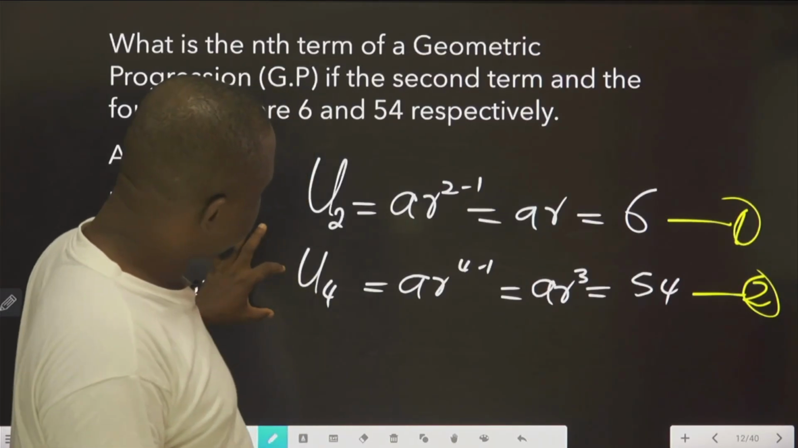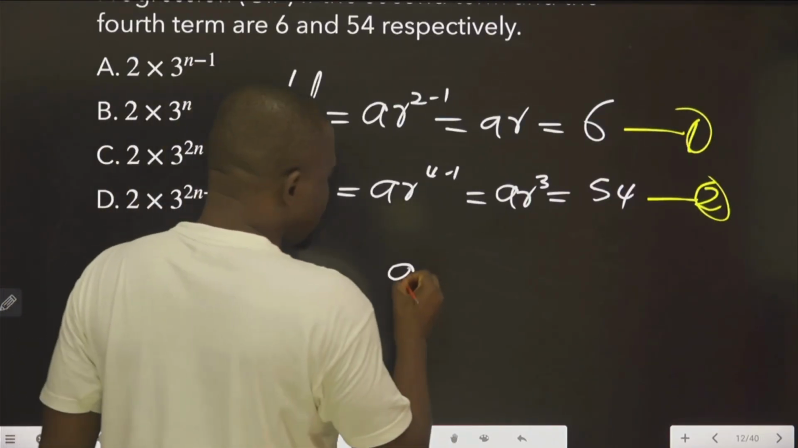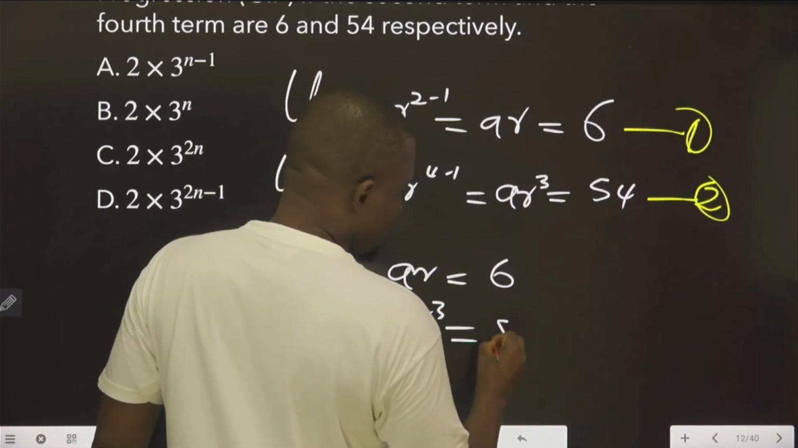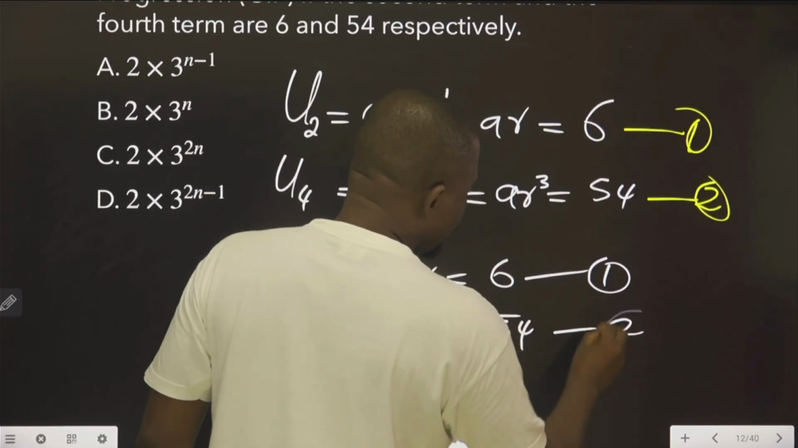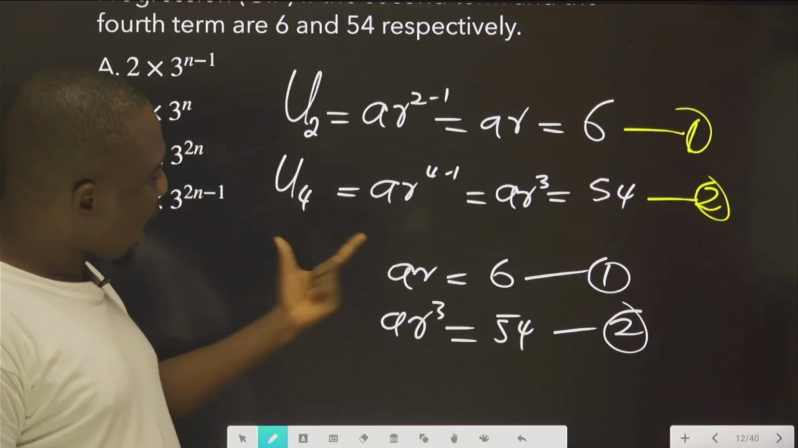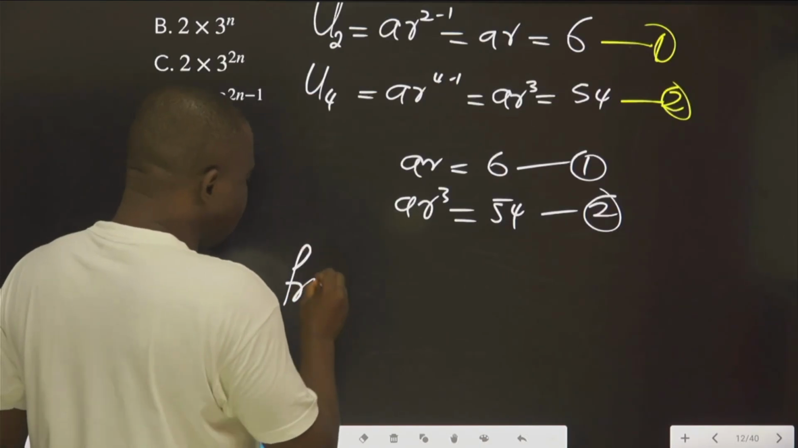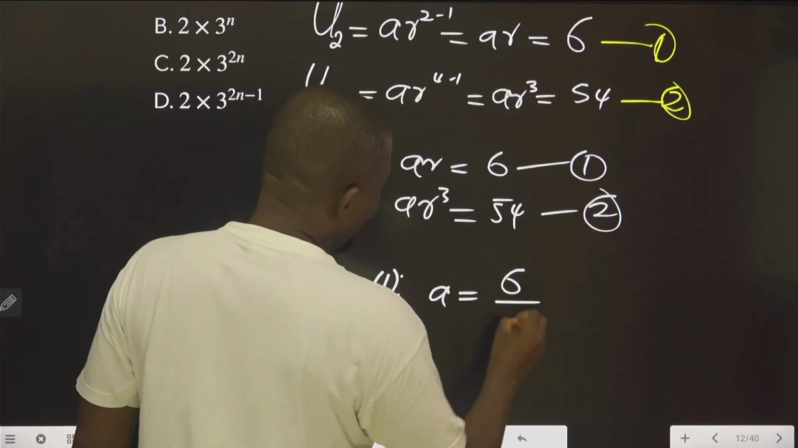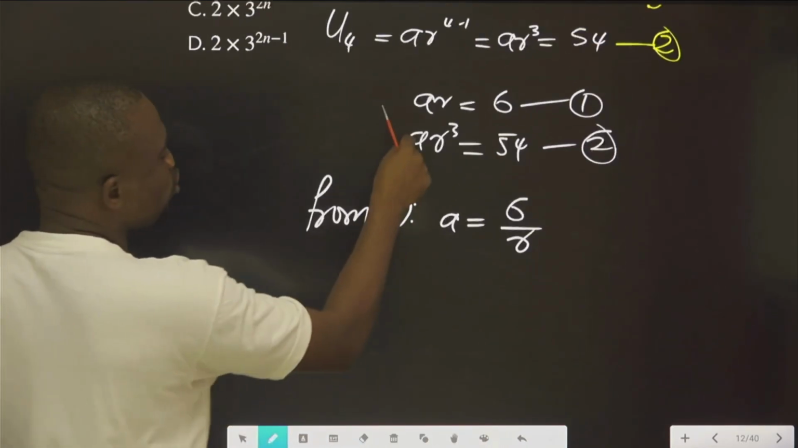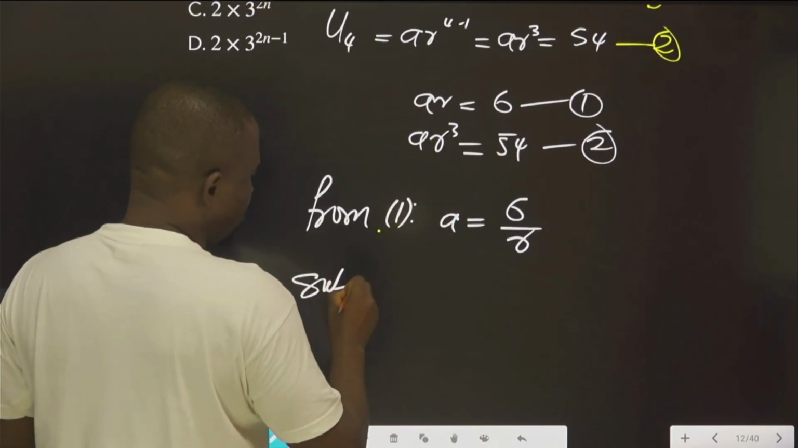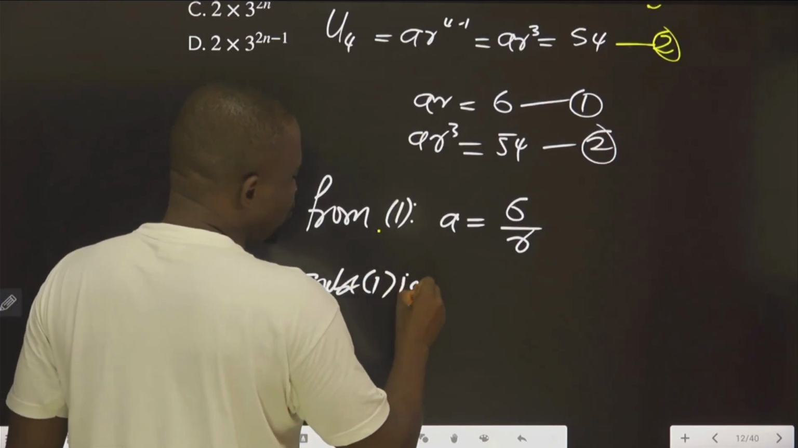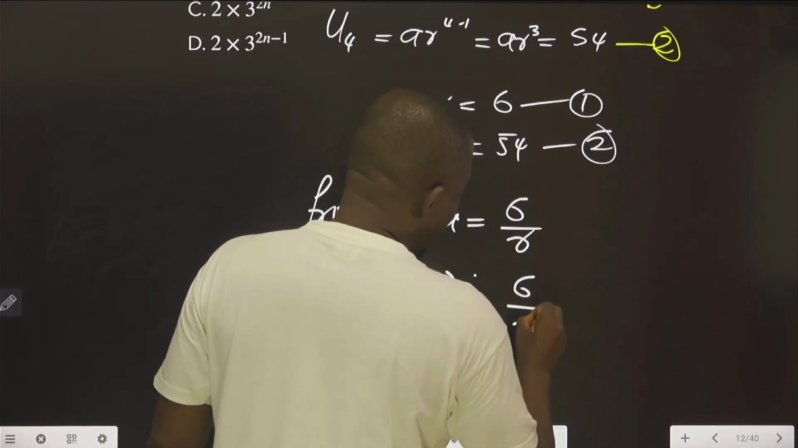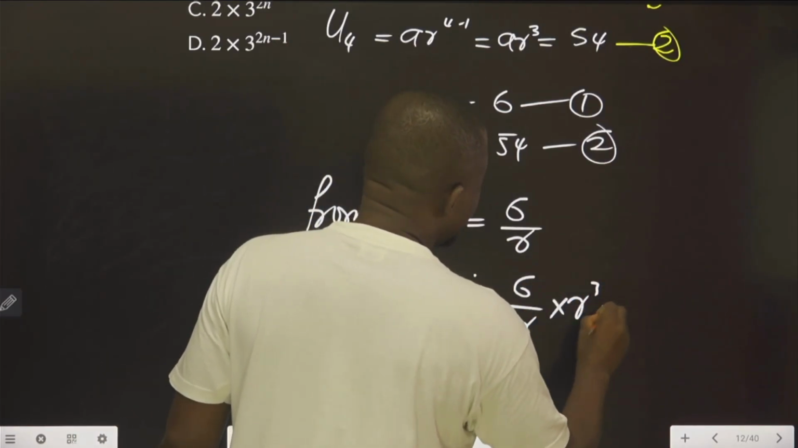Okay? Now, all you have to do is use equation 1 and equation 2. What can you do from equation 1? From 1, you agree with me that A is equal to 6 over R here. We substitute 1 in 2, to have 6 over R multiplied by R raised to power 3 equals 54.